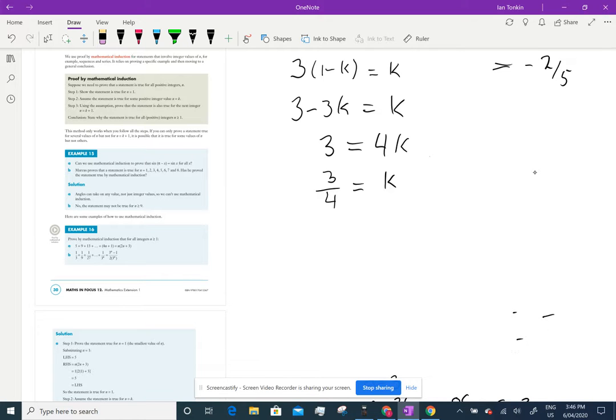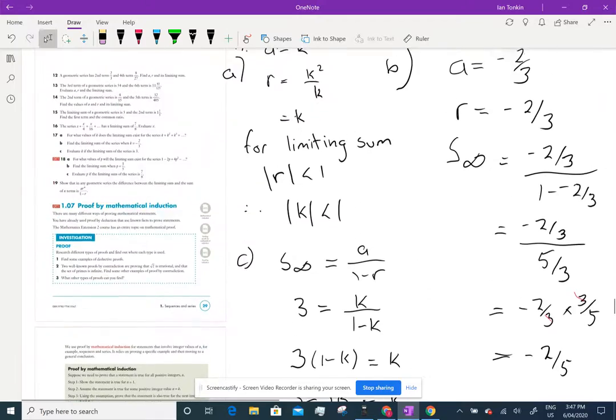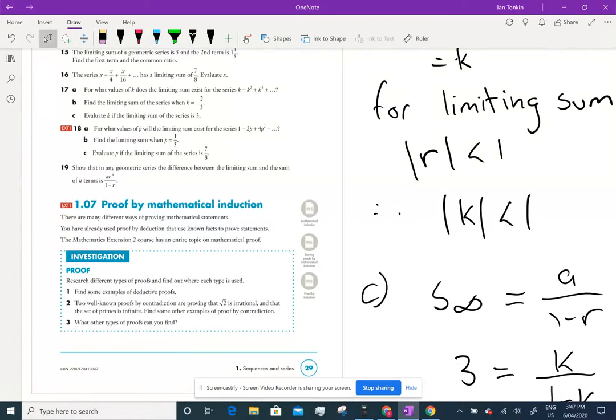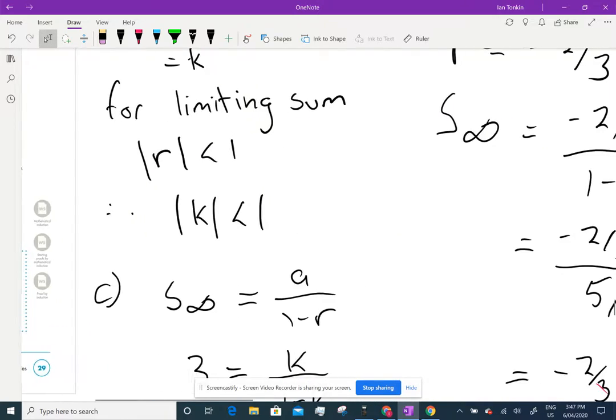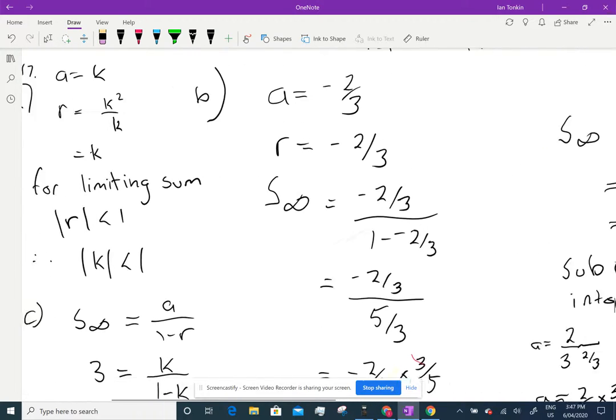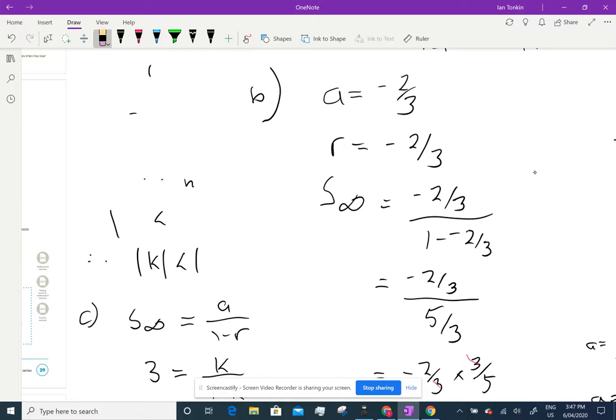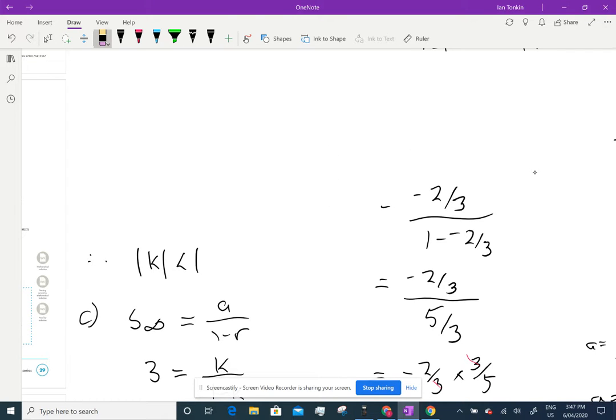I'm going to create some space and I'm going to do it. No, we don't have to do 18. 19. Show that any geometric series, the difference between the limiting sum and the sum of n terms is that. Okay, well that's just going to be playing with the formula. So I'll create some space. And this is the last question. And I'm sure that there's a good proof of this in the worked solutions.